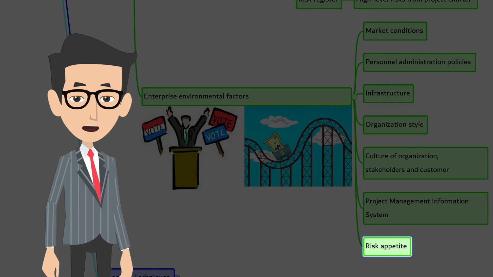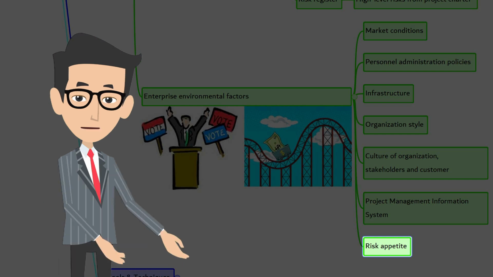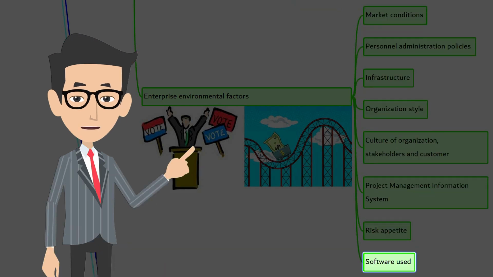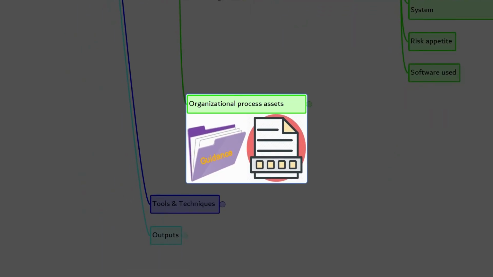If you don't know what is risk appetite, don't worry, we will have a detailed discussion in the risk management knowledge area. So just make a remark in your notes. And lastly, the software used to define the scope. The final input is organizational process assets. Let's look at some of them.